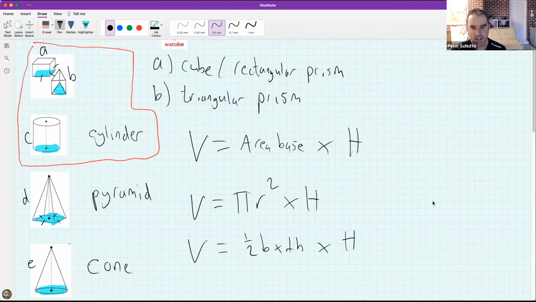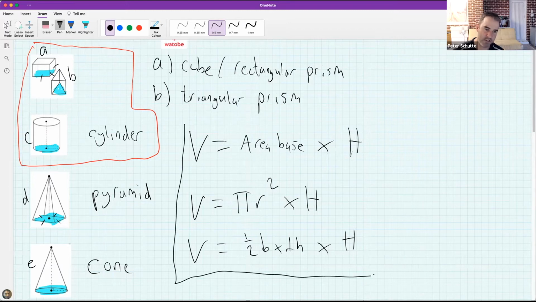Okay, so I just want to check, that's an important idea that we need to have in place before we start the lesson. So can you give me a thumbs up if you know how to calculate the volume of these 3 shapes, the cube, the prism, and the cylinder? If what I've said makes sense to you. Because that's going to be the first part of the lesson, finding the volume of these 3 shapes.